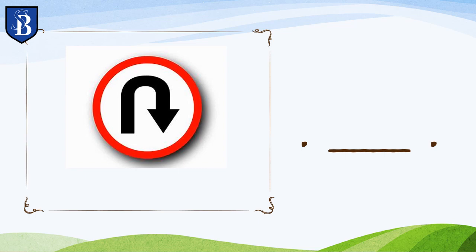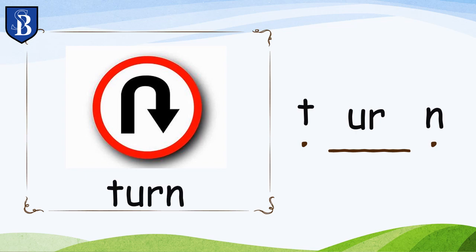Let's see how you did. T to make the T sound at the start of turn. The digraph written using a U and an R, and an N for the N sound at the end of the word. T-U-R-N, turn.